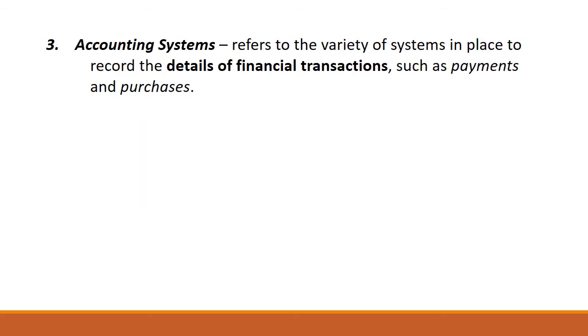The third function performed by the transaction processing system is the accounting systems. Accounting systems refer to the variety of systems in place to record the details of financial transactions, such as payments and purchases. The main reason why we should be using an accounting system is to keep track of expenses, income, and other activities. Basically, keeping an eye on all data that affect the finances of a business organization.